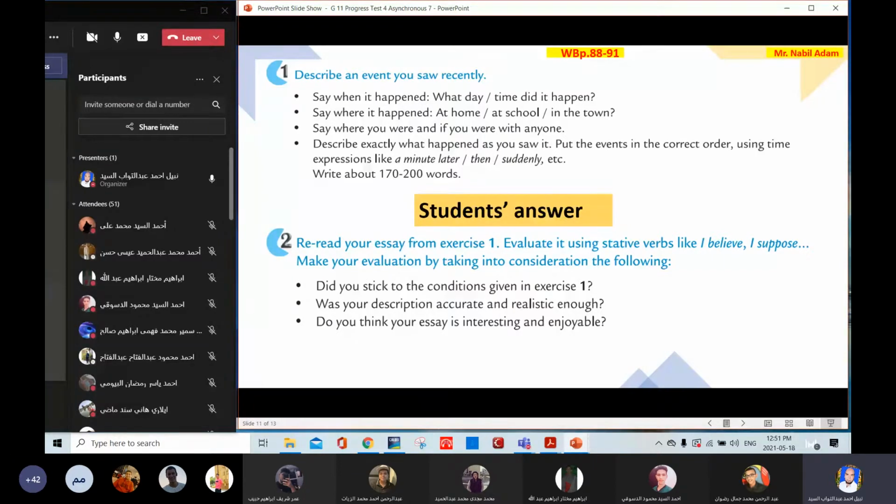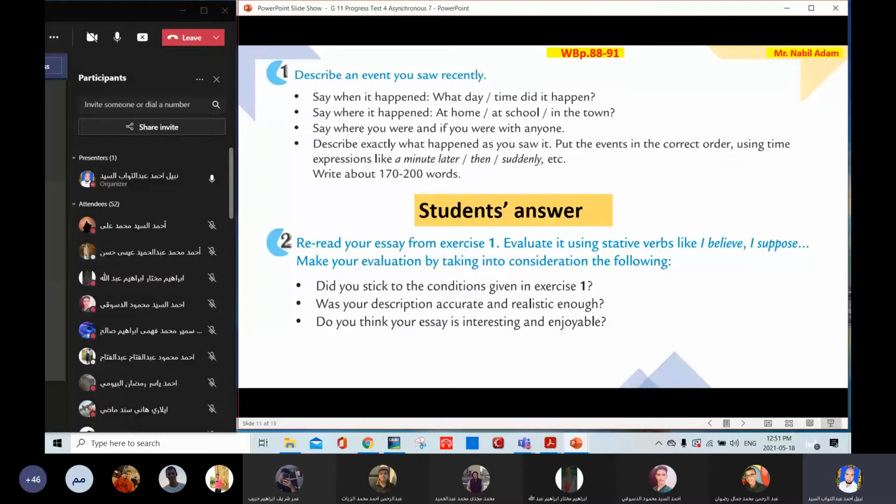But first, let's read the instructions and these steps. So you are going to describe an event you saw recently. Say when it happened, what day, what time did it happen. So you begin with the time. Second, say where it happened. You have to mention the place, at home, at school, or in the town. Say where you were and if you were with anyone.